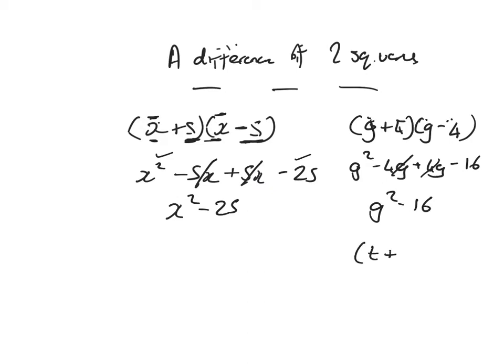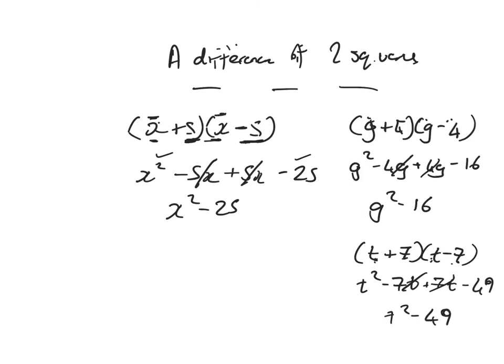What about (t + 7)(t - 7)? Okay, first: t times t is t squared, t times minus 7 is minus 7t, 7 times t is 7t, and then 7 times minus 7 is minus 49. These two cancel out in the middle and I get t squared minus 49.